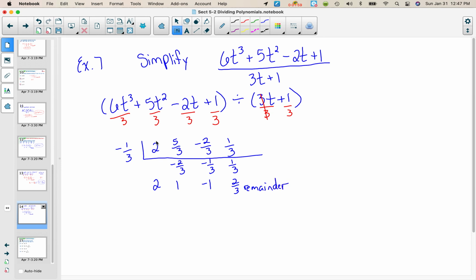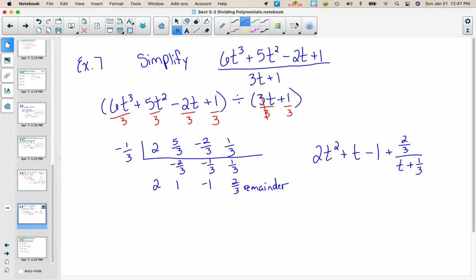So I take my coefficients, drop the power down 1, so that's going to be squared. So we get 2t squared plus 1t minus 1, and then my remainder is positive, so it's going to be plus 2/3 over what I divided by, which was t plus 1/3. Because remember, it's after I canceled out that I divided everything by 3.